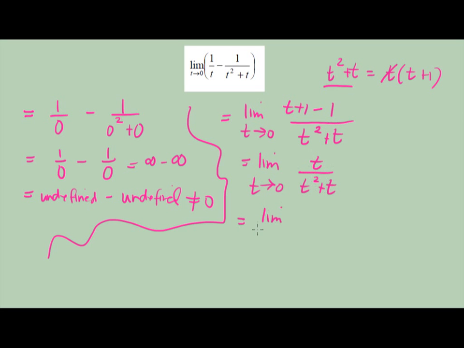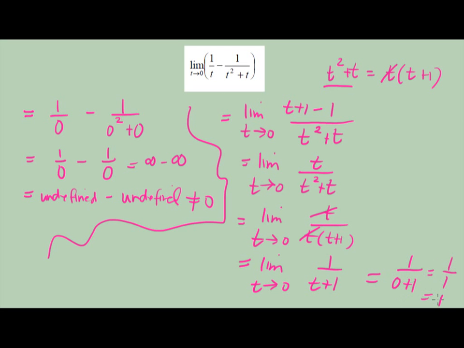And then again, we know that this is t over t times t plus 1, the equivalent expression of t squared plus t. And you will see that we can cancel t and t. Hence, the function is now transformed to 1 over t plus 1. Once you have obtained the simplest form of the function, you can already use the substitution method again. So we have 1 over, substitute t with 0, so you have 0 plus 1. This is 1 over 1, or equal to 1.